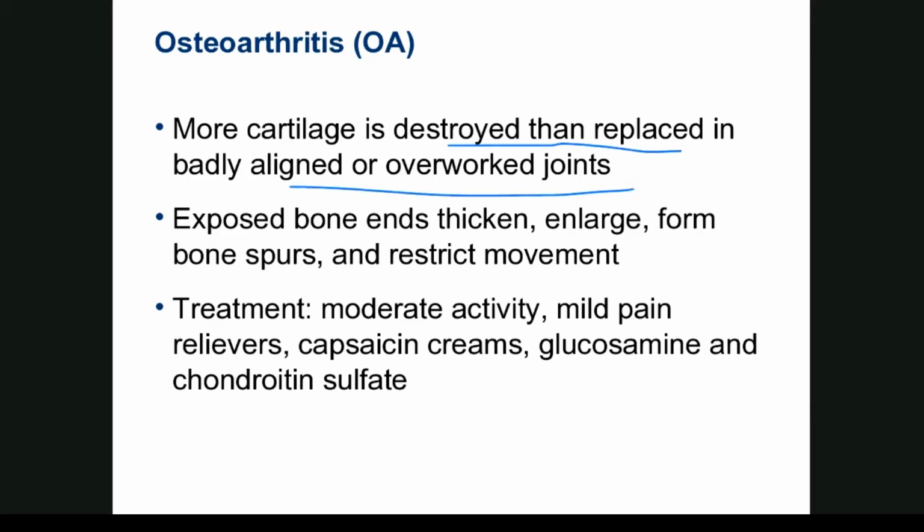Now, when we have poor alignment in a joint, it causes arthritis, and in animals we actually select for perfect alignment in joints, but we don't tend to do that in humans. You end up getting bone spurs, restricted ligaments, the ends of the bones enlarge. Treatment: activity, just stopping activity makes arthritis worse. Pain relievers, capsaicin creams, glucosamine, chondroitin sulfate are examples.